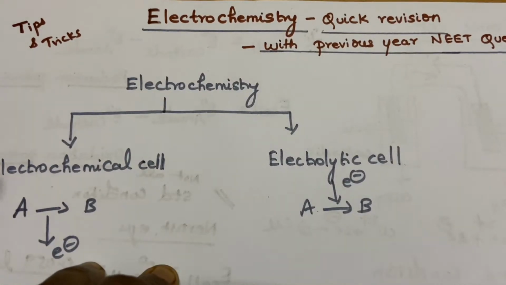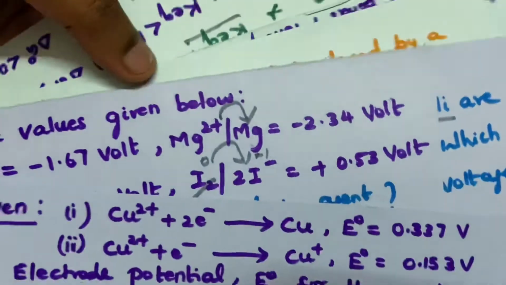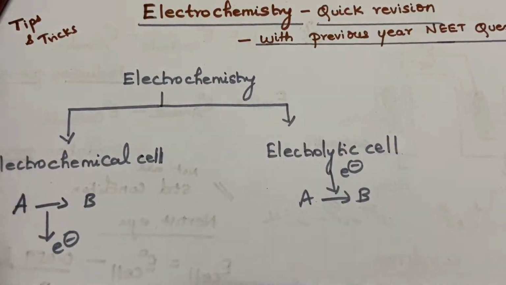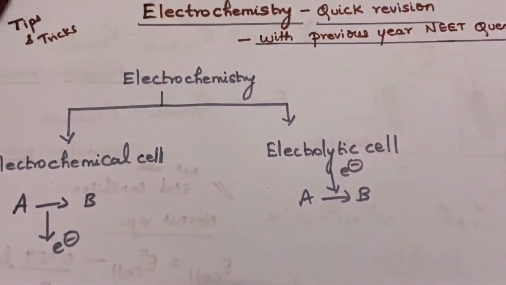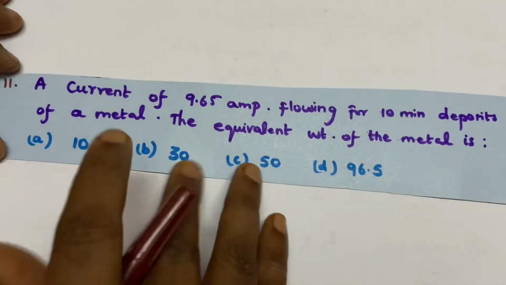So yesterday I did a quick revision of electrochemistry and we are seeing the previous year NEET questions. We solved some 10 questions yesterday and I gave you some 7 questions as your homework. Today I am going to give the solution for these 7 questions, and I selected all these questions which are very peculiar, concept oriented from the previous year NEET questions. Okay, so let's get to the 11th question.